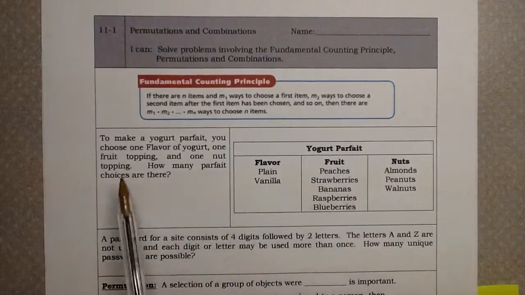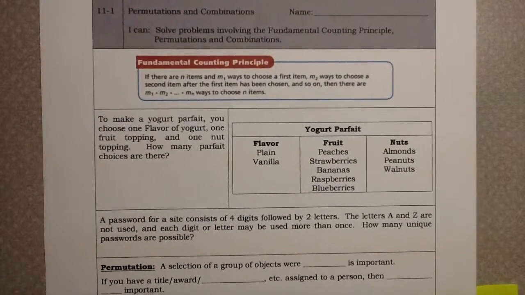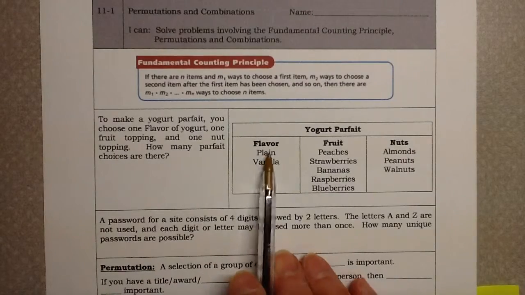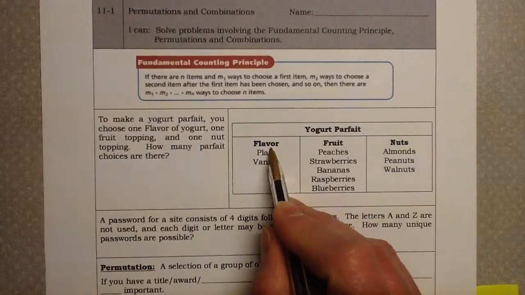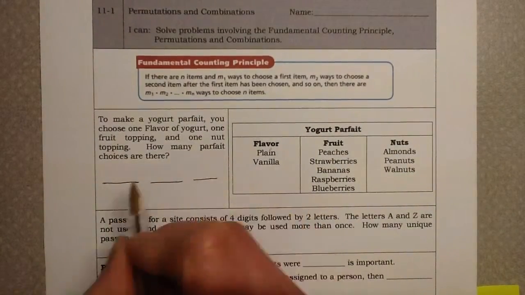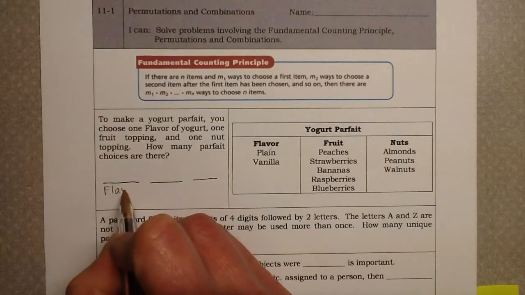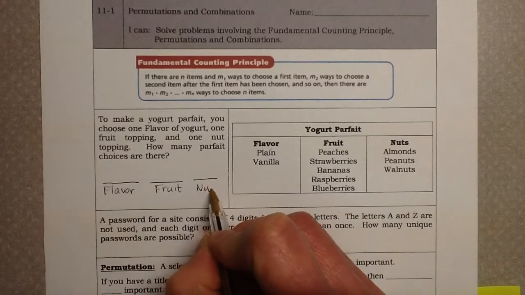We have a table here and we want to make a yogurt parfait, and you have to choose one flavor of yogurt, one fruit topping, and one nut topping. And we want to know how many choices there are. Well, this turns into a pretty easy problem. What you need to do is make one blank for each of the choices you have, which would be a choice of flavor, a choice of fruit, and a choice of nuts. So I'm just going to put a blank for each one of these. This is for the flavor, this is for the fruit, and this is for the nuts.